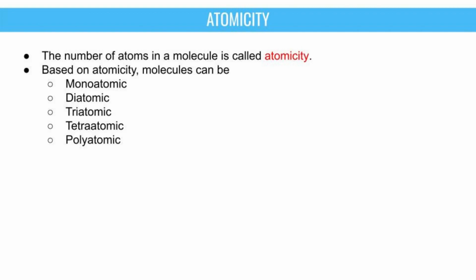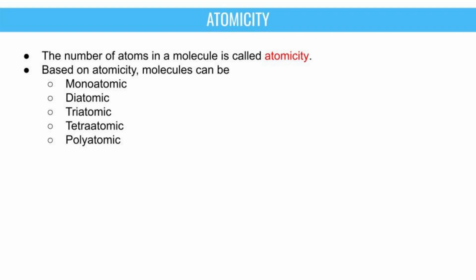Every matter is made up of molecules. These molecules in turn consist of atoms. If we zoom into the molecular state of matter, how many atoms it contains determines its atomicity. The number of atoms in a molecule is called atomicity.